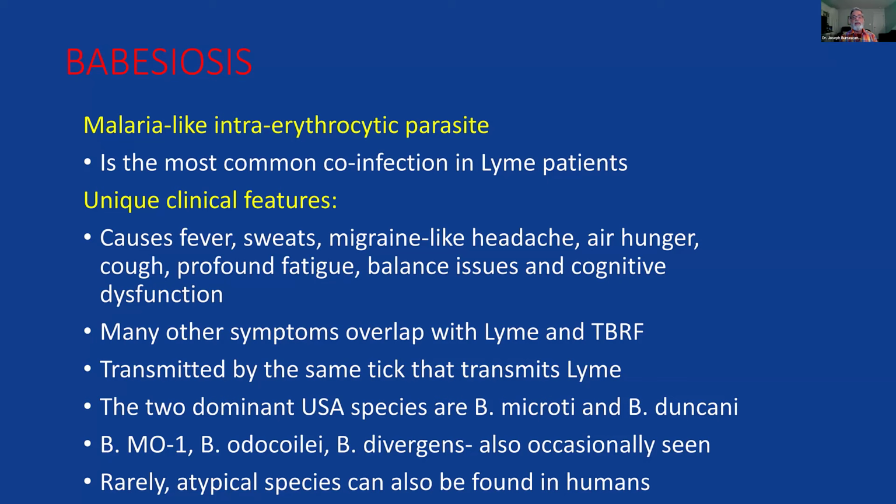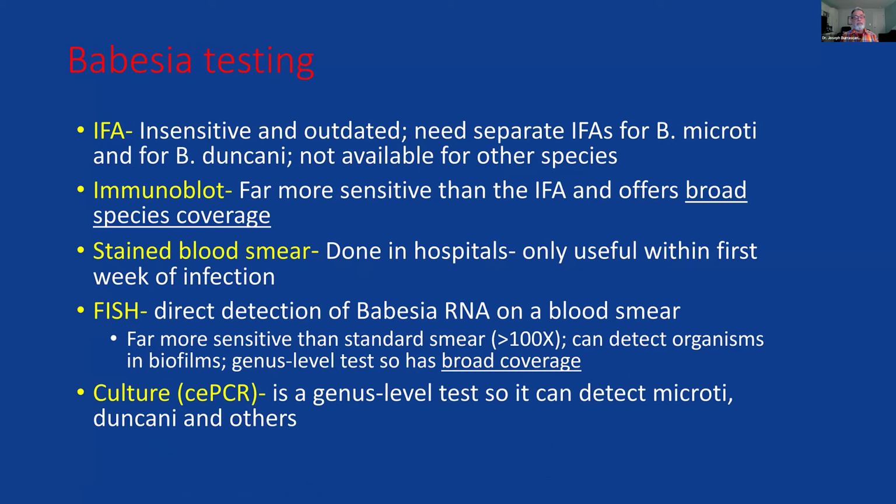And because it can be transmitted by the same tick that transmits Lyme, maybe that's why there's such a high concordance rate in these two infections. In America, the most common species are Microti and Duncani, but there are others that can be seen. And again, if you don't use a laboratory like Hygienix that looks for multiple species, you're going to miss these other ones and have a patient who's very, very sick with no diagnosis.